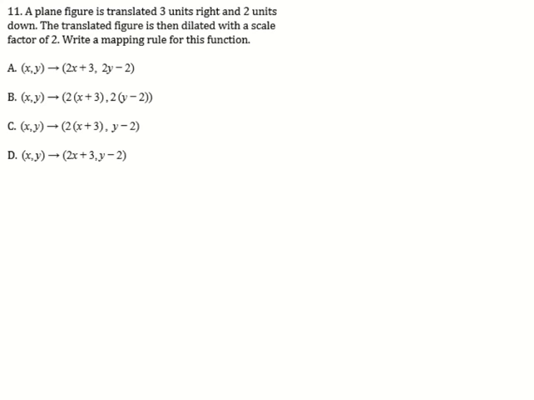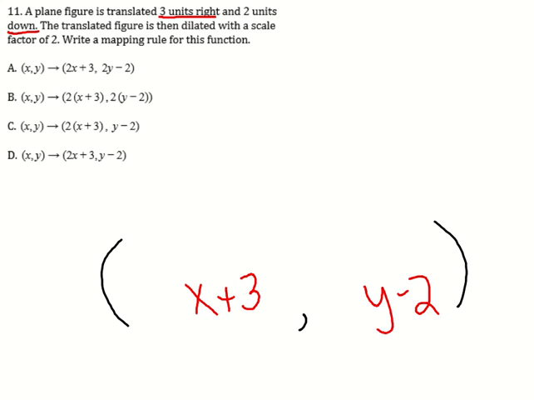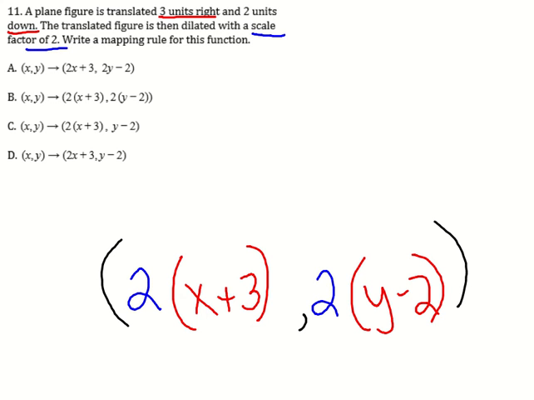Okay, so my first transformation, the first thing that happens is the right 3 and 2 units down. So x plus 3, y minus 2. That's just a rule. That is happening first, so I'm going to put it in parentheses. Then what comes next is a scale factor of 2, and 2 gets multiplied to both the x position and the y position.